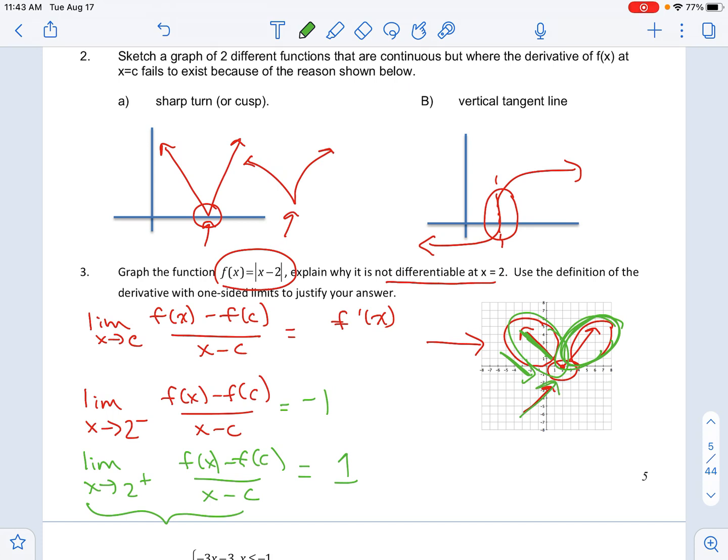So as you approach 2, you are not approaching the same value, so that's why it's not differentiable, and that's why graphically it creates this corner.